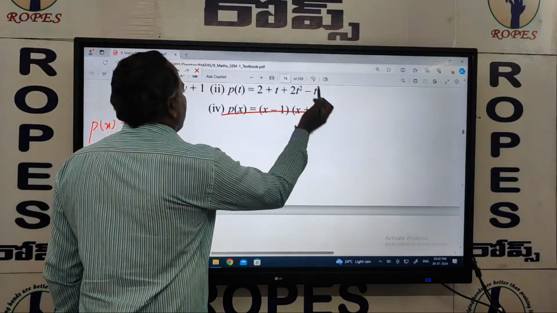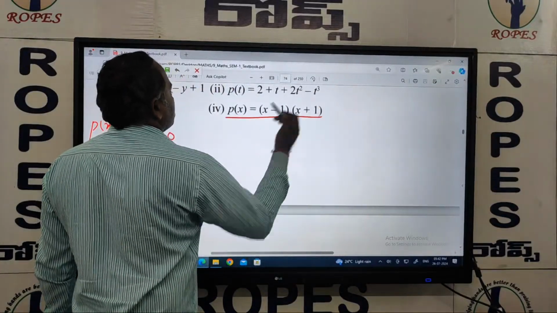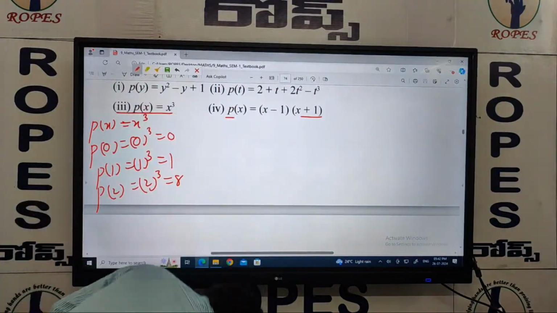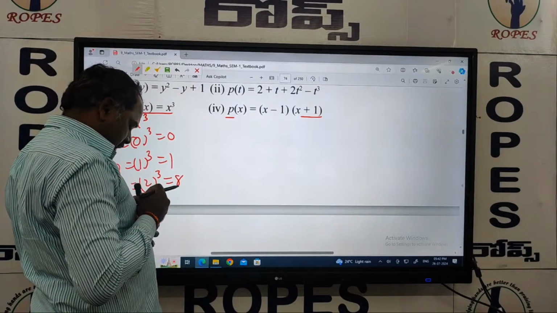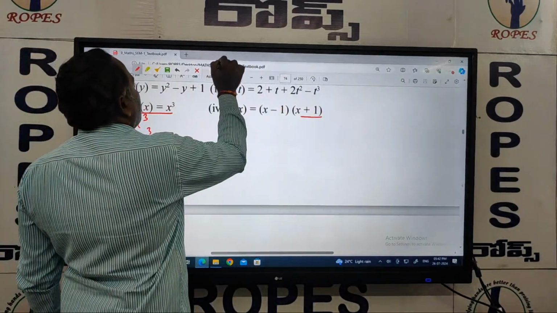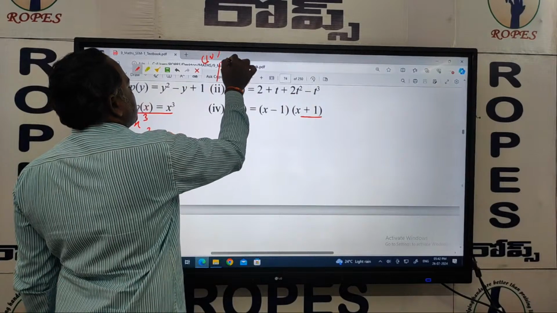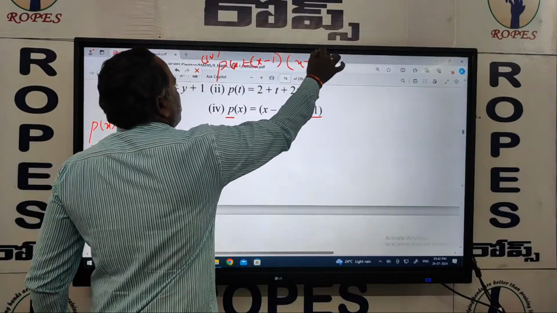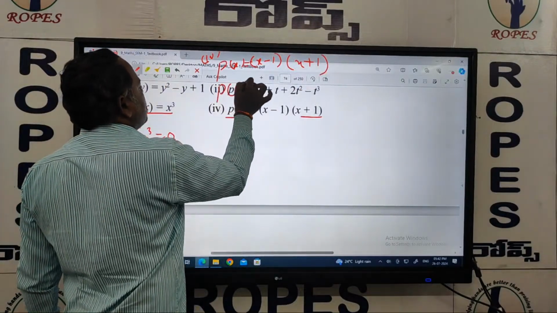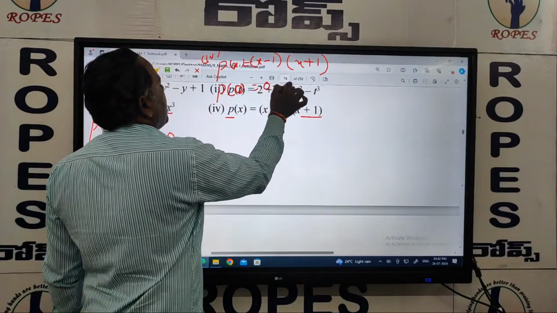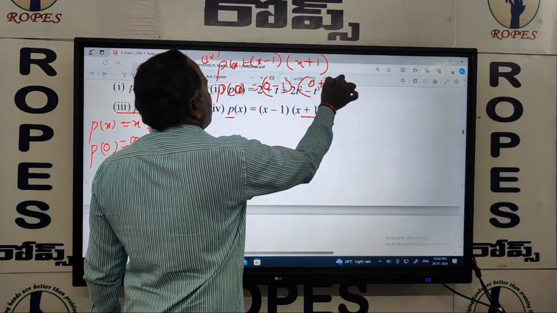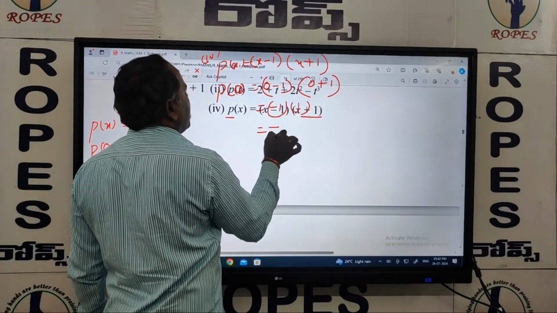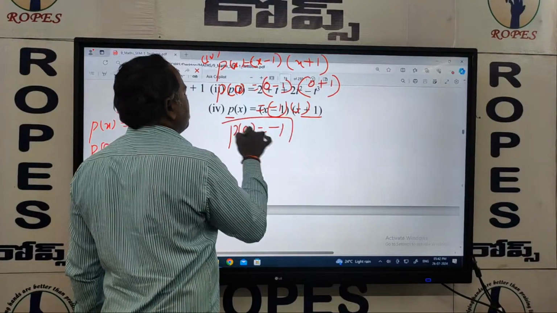And if you go to the fourth one, in the fourth one, see P of x is equal to x minus 1 into x plus 1. Now, P of 0 is equal to 0 minus 1 into 0 plus 1. Then here minus 1 into plus 1 is equal to minus 1. So P of 0 is equal to minus 1.